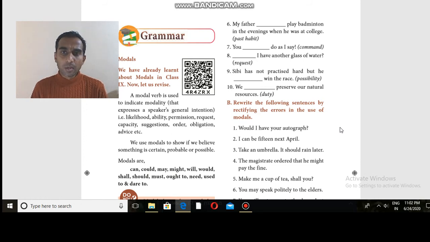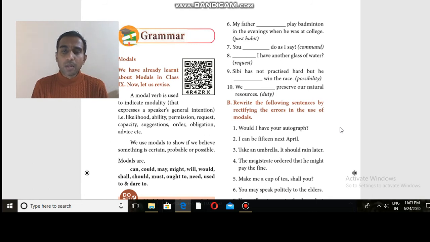Then the ninth one. Sibi has not practiced hard, but he dash win the race. So this is a possibility. So for possibility, you can use can or will. Sibi has not practiced hard, but he can win the race. Possibility. He has not practiced well, but he will win the race. Again, a possibility. Both these words show possibility.